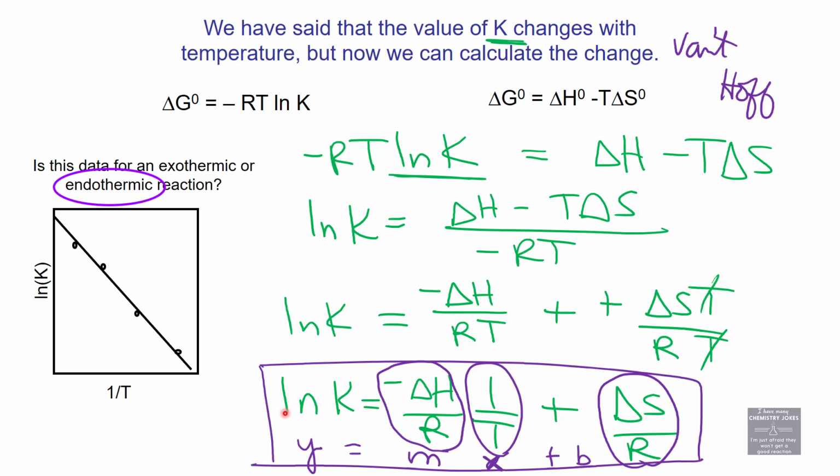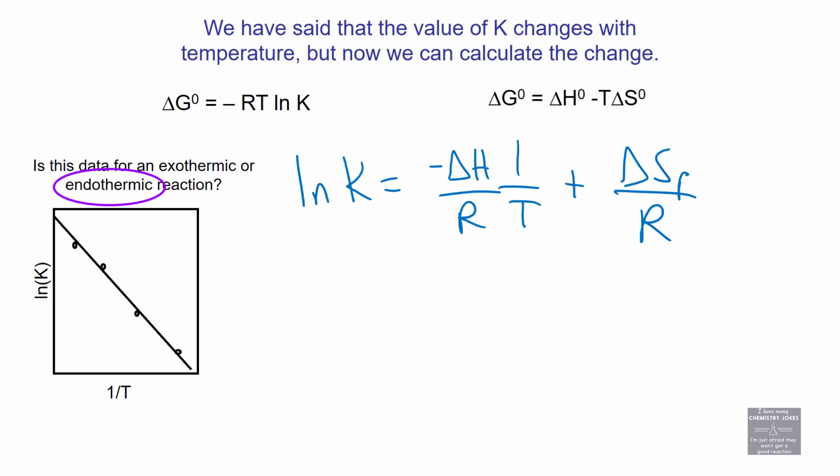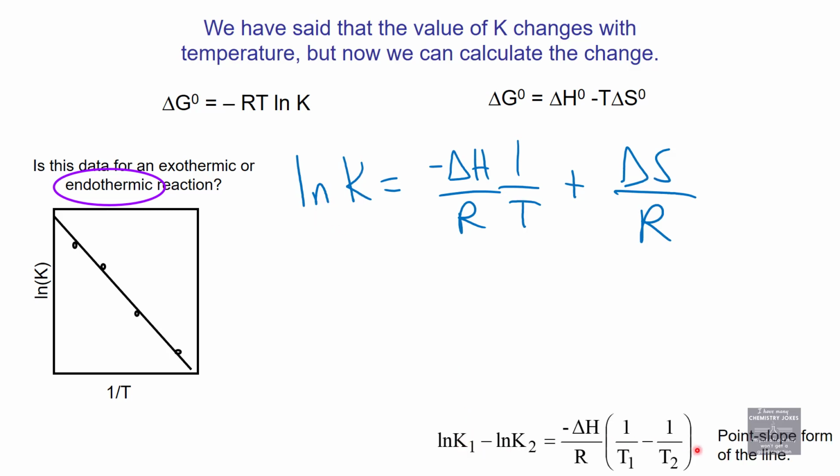This equation is a great way to write it. It's the slope-intercept form. Yeah, maybe you remember that. ln of K equals negative delta H over R times 1 over T plus delta S over R. You might see it written in this way pretty frequently, but you may also see it written another way, which is the point-slope form.